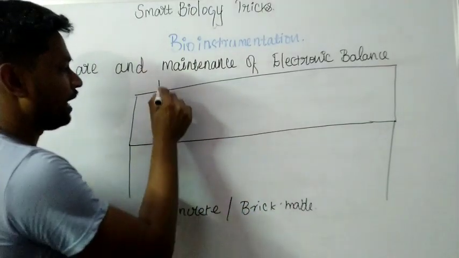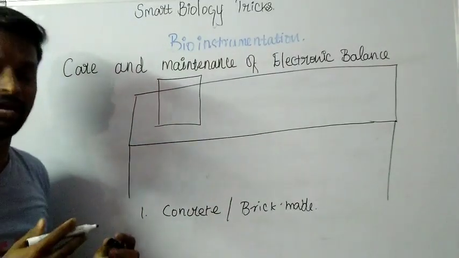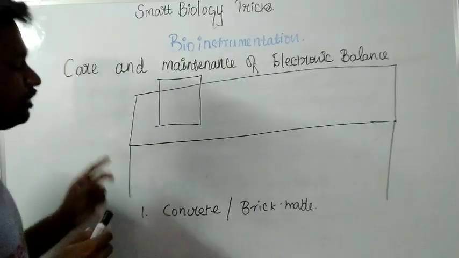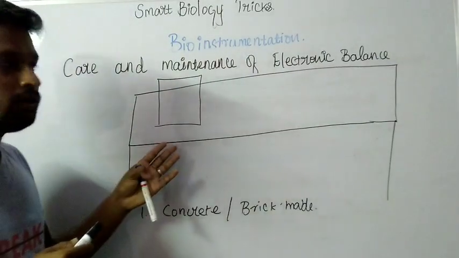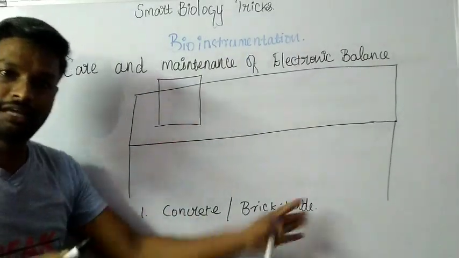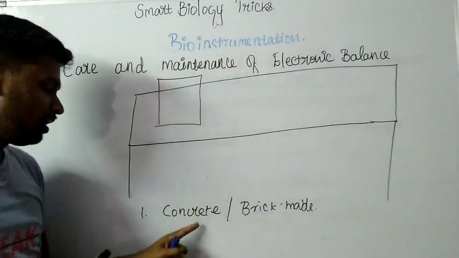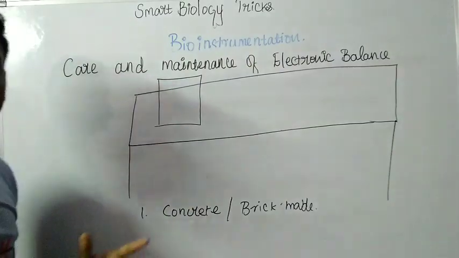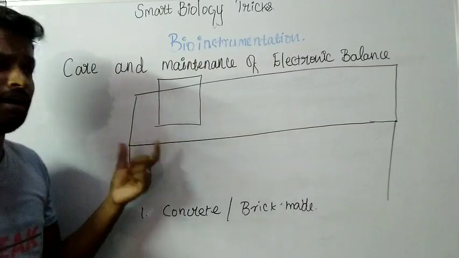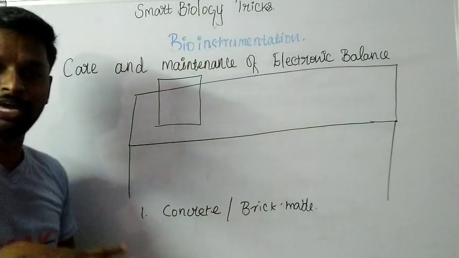The electronic balance, whatever the type of balance, whether a single pan balance, double pan balance or physical balance, any kind of balance should be kept on a bench made of concrete or brick. Why specifically concrete or brick? If you keep the electronic balance on a steel bench or wooden bench, there is a chance of vibration.